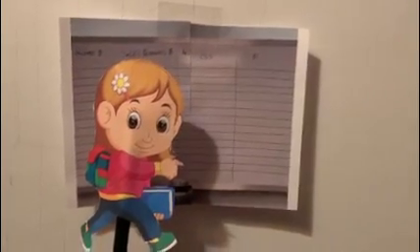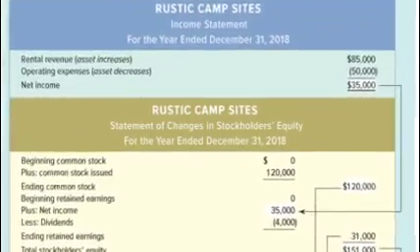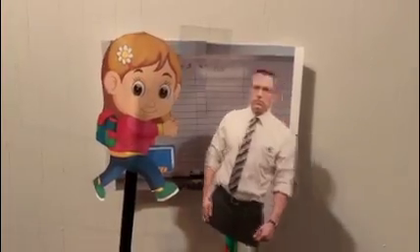So, the steps to concluding net income would be? Simple. Revenue minus expenses equals net income. Well, all this doesn't seem too bad. Easy A coming my way.